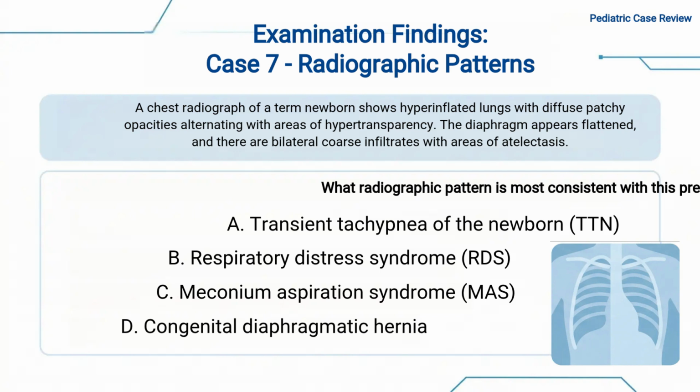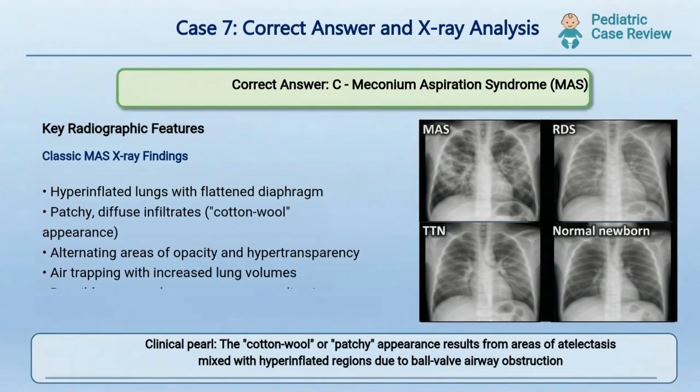Option A, transient tachypnea of the newborn. Option B, respiratory distress syndrome. Option C, Meconium Aspiration Syndrome. Option D, congenital diaphragmatic hernia. The correct answer is option C, Meconium Aspiration Syndrome.